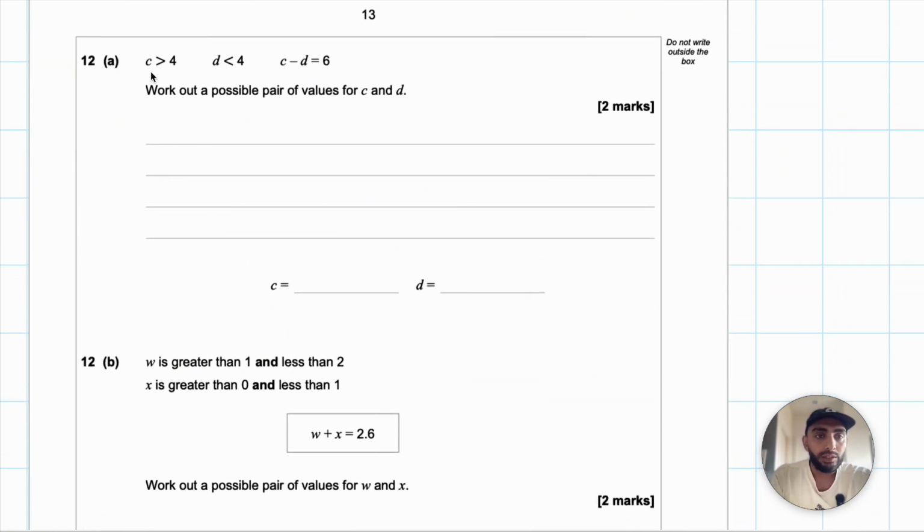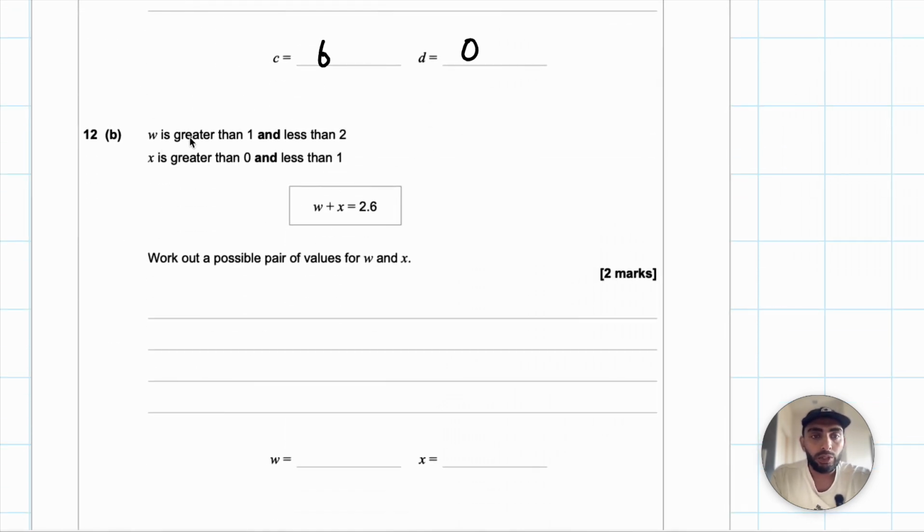Question 12. C is greater than 4, D is less than 4, and C minus D equals 6. Work out a pair of values for C and D. Let's write some values that C could be. If it's greater than 4, C could be 5, 6, 7, or 8, and so on. D is smaller than 4, so D could be 3, 2, 1, and 0, and so on. Which 2 of these numbers would work to make C minus D equals 6? I can see 6, take away 0 would be nice, 6 and 0. You could have a few other options as well.